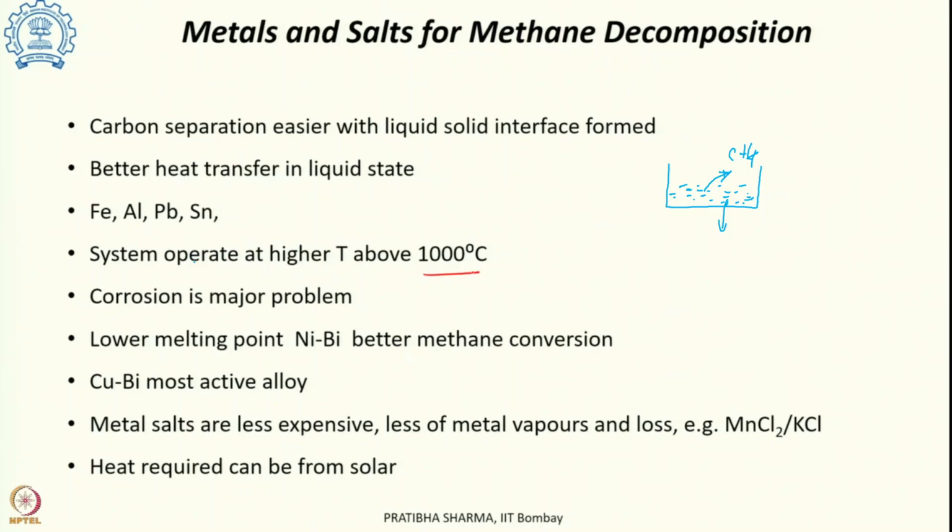What are the different salt catalysts used? Like MnCl2 and KCl. KCl and MnCl2 are used, and the temperature is always higher than 1000 degrees centigrade. Just remember two or three metal or salt catalysts. MnCl2 and KCl are used as catalysts for the methane decomposition reactions.